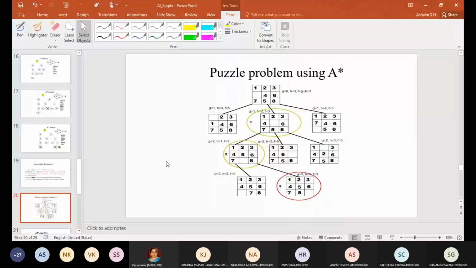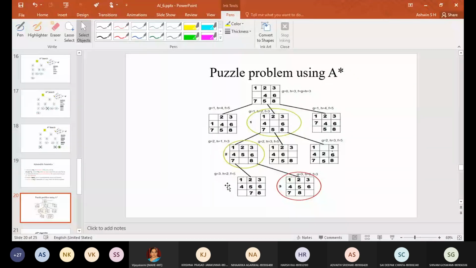So here, this is the first step. This is the second one. This is the third level. This is the fourth level. For this first level, we consider G to be 0. For this level, we consider it to be 1. For this one, we consider it to be 2. For this one, we consider it to be 3. You can see I have written here, G is 0, G is 1, G is 2, and G is 3.